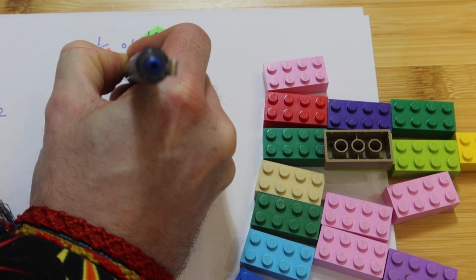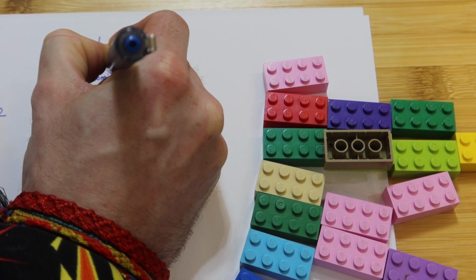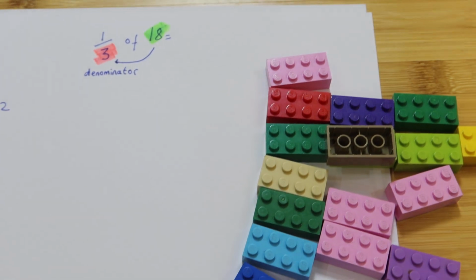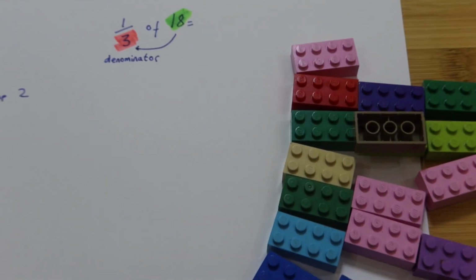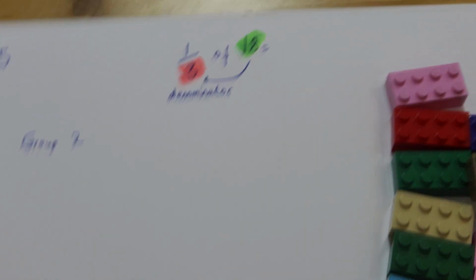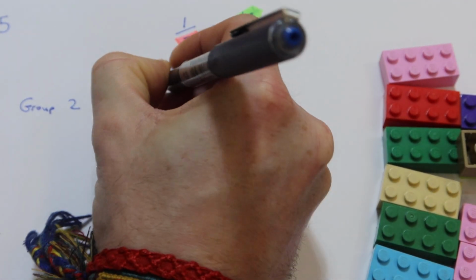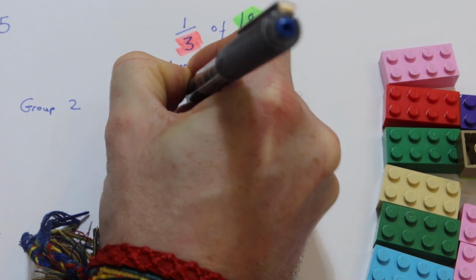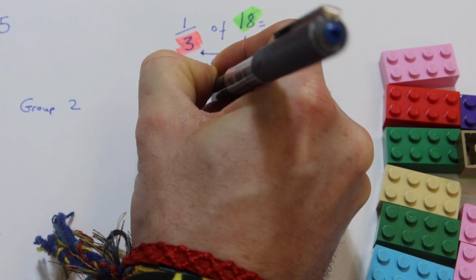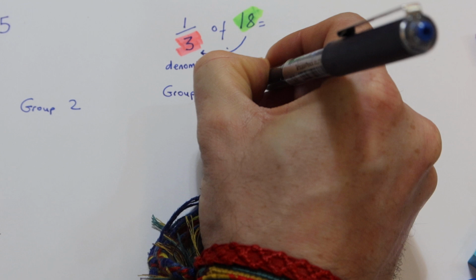Now, what do we need to do with this number? How many groups do you remember? What we got to do? Yes, you guessed it right. So excellent. So what we need to do is we need to divide. So we need to split these into groups of 3. So group 1, push that there.